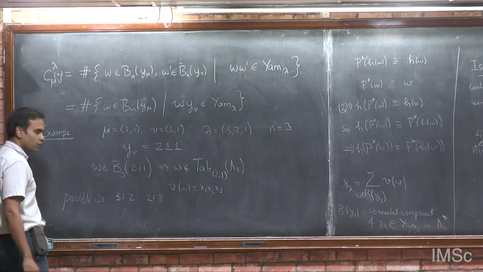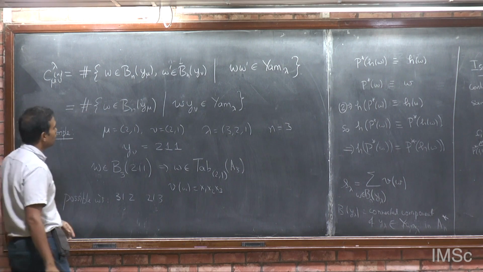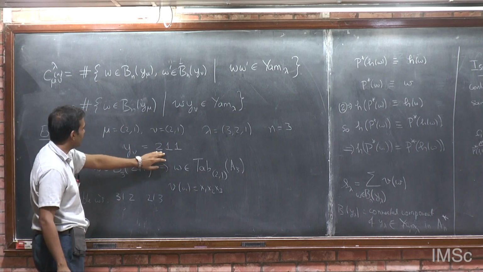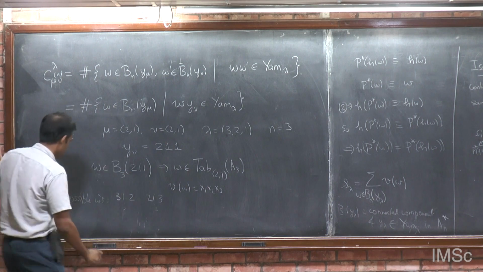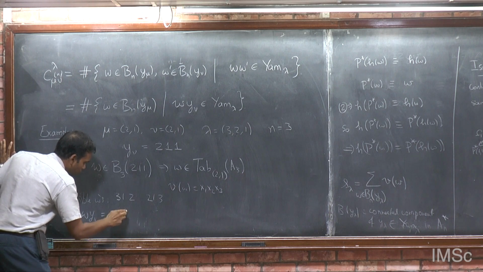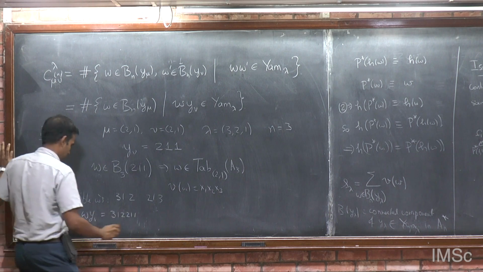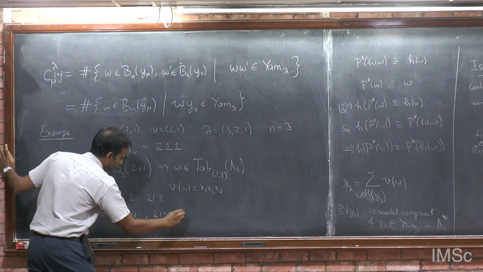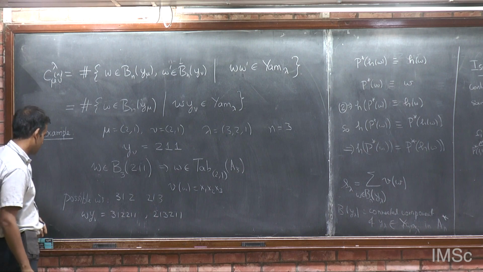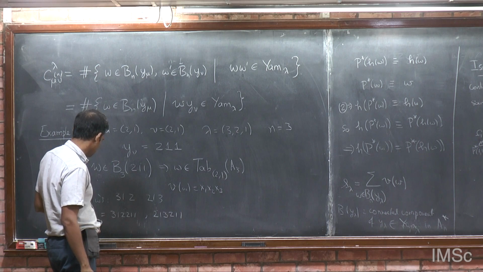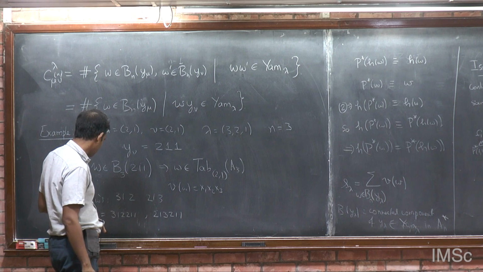So let us just put both of them and see what we get. What we need to do is take each of these and concatenate it with this, and see if we get a Yamanouchi word or not. So W y nu equals 3 1 2 2 1 1 or 2 1 3 2 1 1. Are these Yamanouchi? They are both Yamanouchi, right?